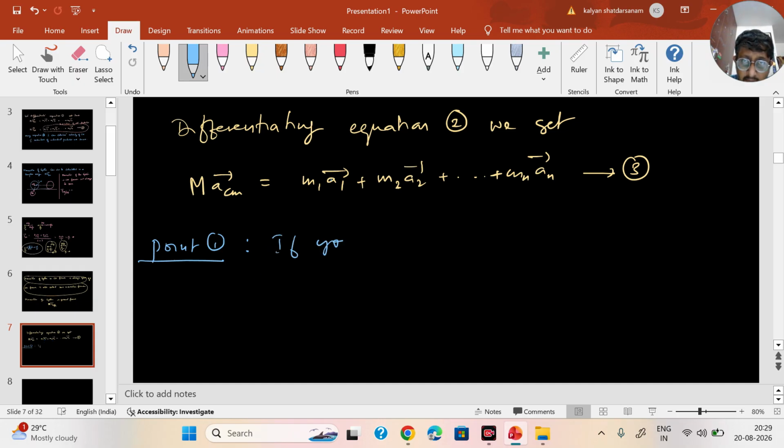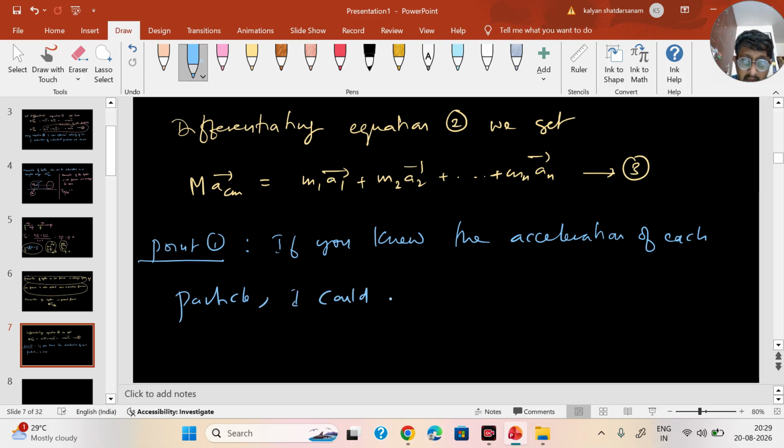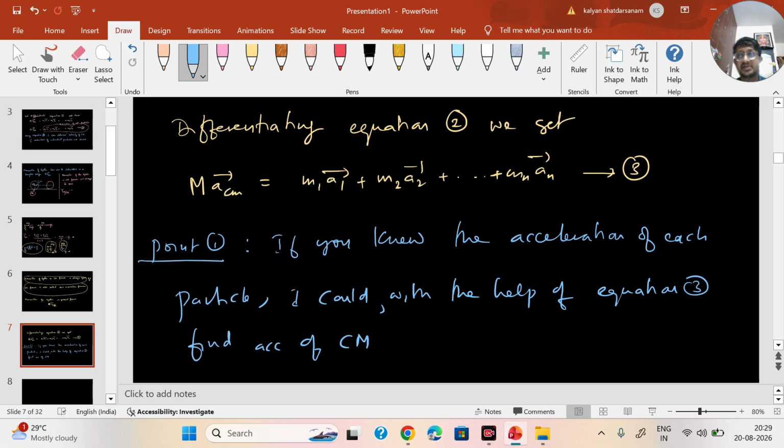If you knew the acceleration of each particle, I could, with the help of equation 3, find acceleration of center of mass. That's a very obvious statement. There is nothing special about that. But let's have a deeper look.